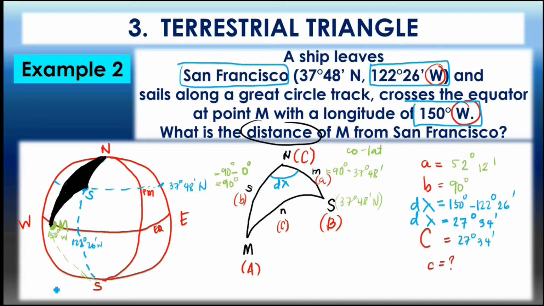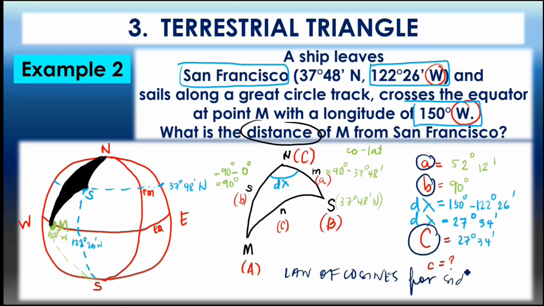So with the measurements that we have, try to take a look. We have small a, small b, and big C, so we can use the law of cosines again. The law of cosines for what? Since we have more sides, a, b, and small c, we can use the law of cosines for sides. Then we can solve for the small c, which is the distance of M from San Francisco. So let us switch to the black screen.